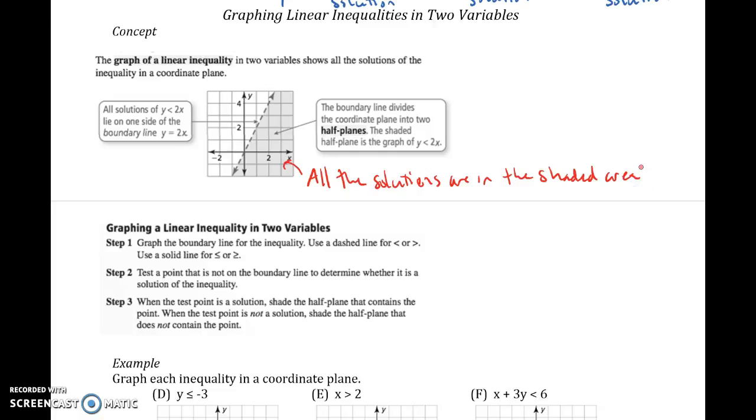Okay? And that's going to be what's called a half plane. So we're basically cutting the coordinate plane into two pieces. One side is all solutions, the other side is no solutions, right? So no solutions are going to be here in the white area.